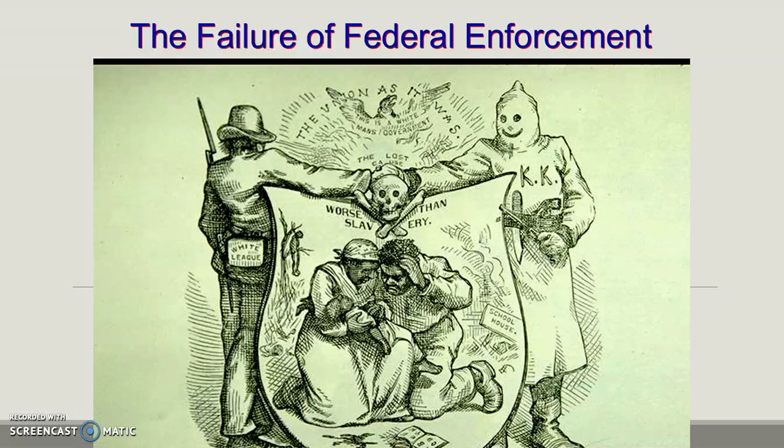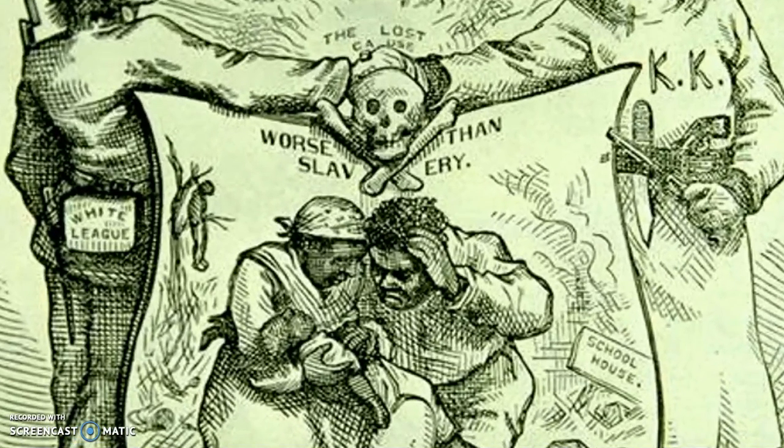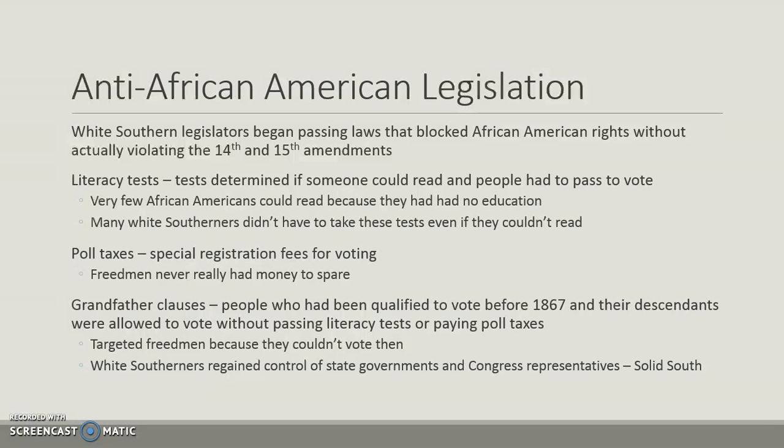The federal government had really good intentions of trying to protect African Americans in the South, but they weren't able to do it. Groups like the KKK and the White League came, and as you can see from the caption, it says worse than slavery. These organizations would do everything they could to terrorize and keep African Americans down. And unfortunately, this is a system that's going to continue for a long time.